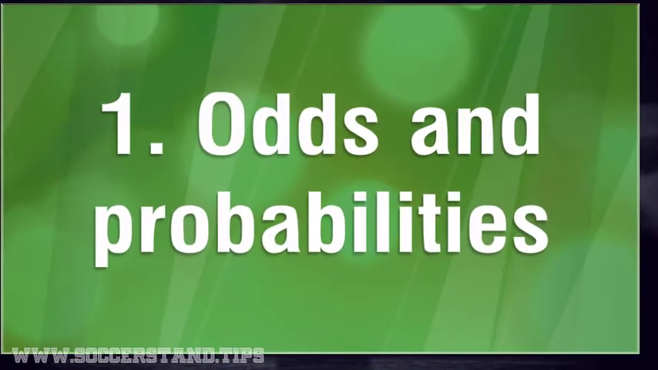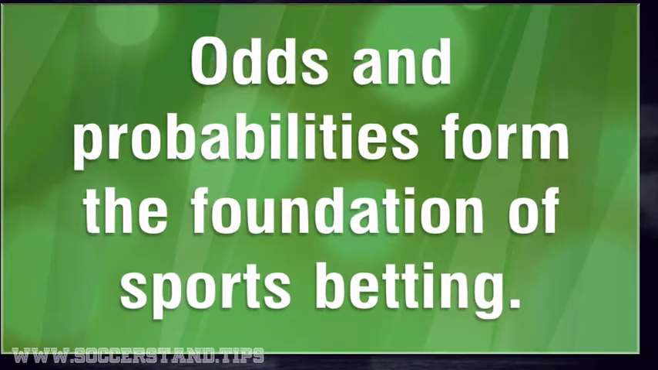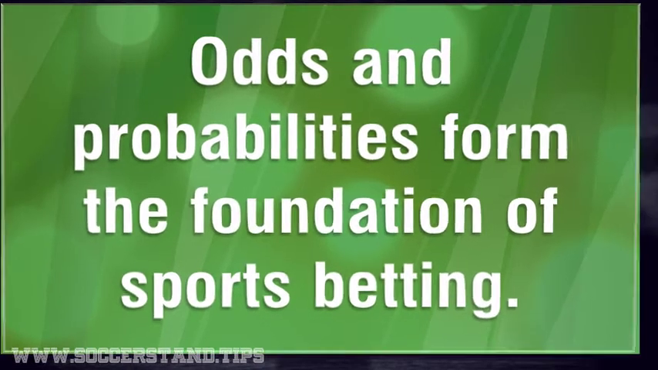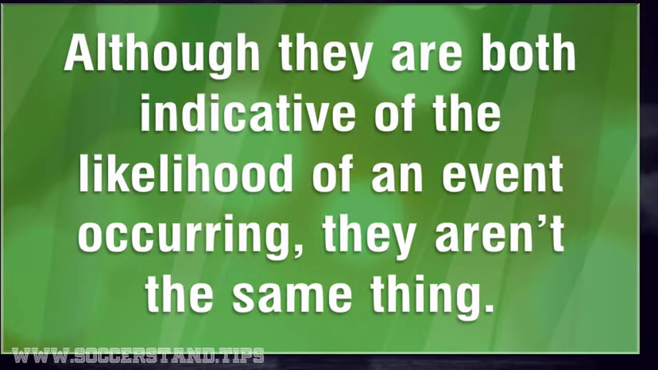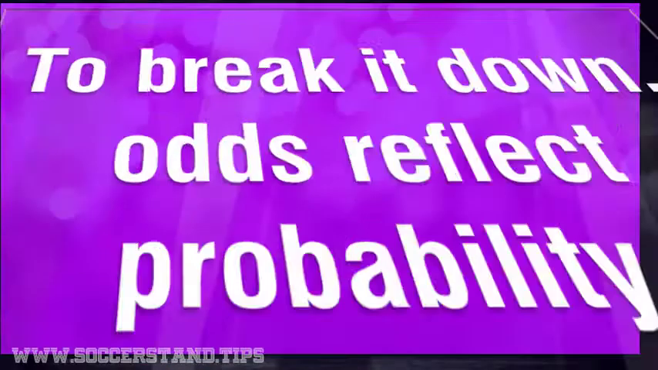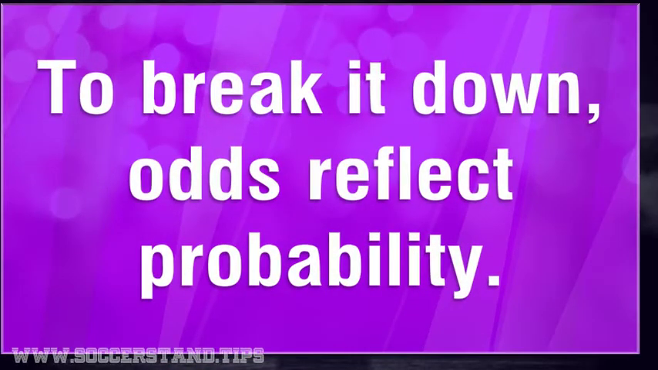1. Odds and probabilities. Odds and probabilities form the foundation of sports betting. Although they are both indicative of the likelihood of an event occurring, they aren't the same thing. To break it down, odds reflect probability.